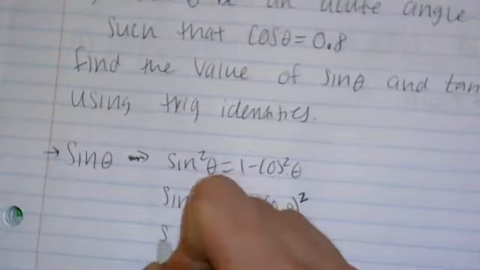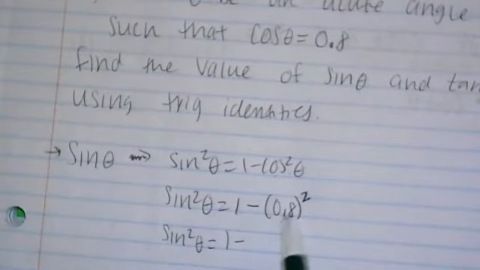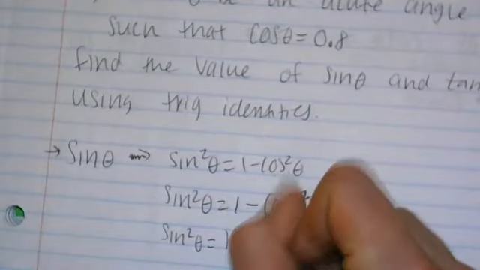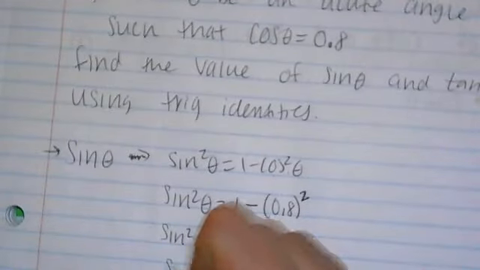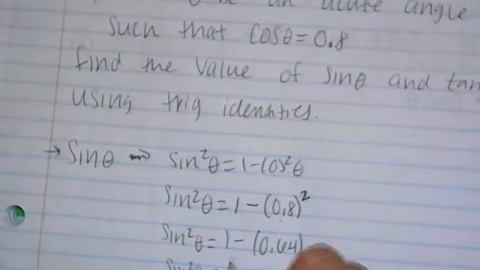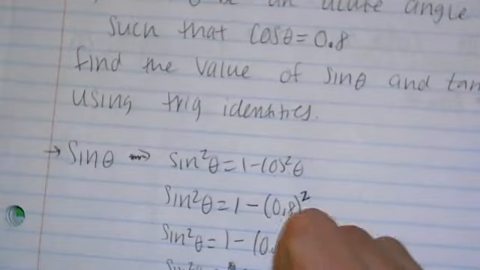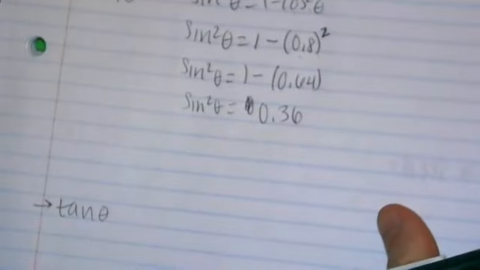So sine squared theta equals 1 minus 0.8 squared. You can just think about this as 0.8 times 0.8, which would be 0.64, right? Because 8 times 8 is 64, so just throw that decimal in front of it. Keep solving. Sine squared theta equals 1 minus 0.64. It's going to be 0.36. Again, all I'm doing here is solving.